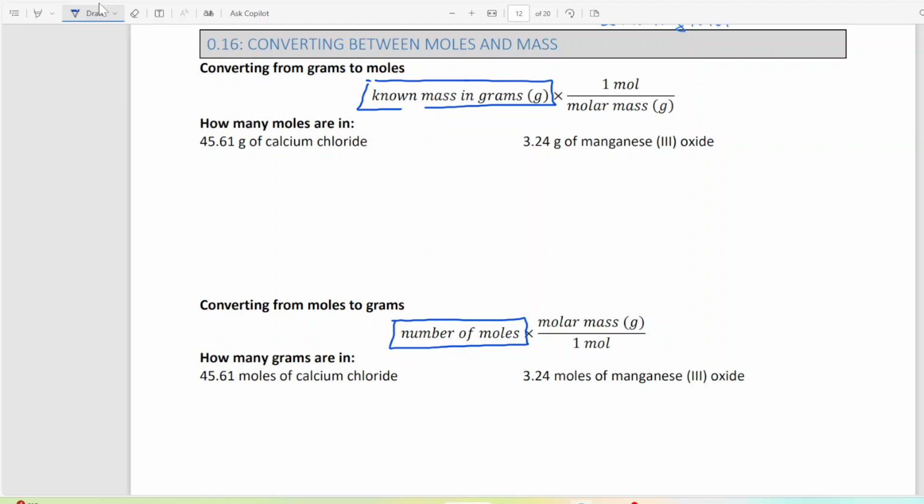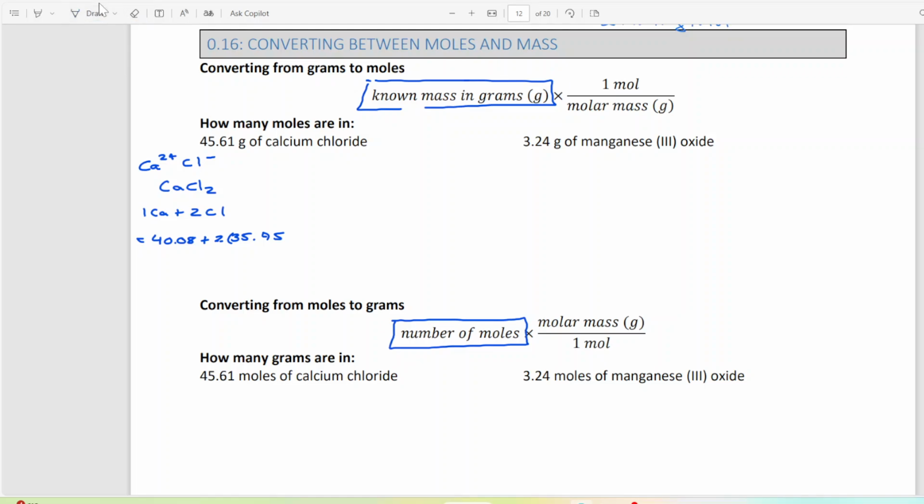So let's start with how many moles are in 45.61 grams of calcium chloride. Our first job is to figure out the molar mass of calcium chloride. So we go to our formula sheet, we look up calcium, and we see that calcium is 2 plus. Then we look up chloride and we see that it's 1 minus, which means that our chemical formula will be CaCl2. So the molar mass will be 1 calcium and 2 chlorides. 1 calcium weighs 40.08 grams per mole. And then 2 chlorides, each being 35.45.